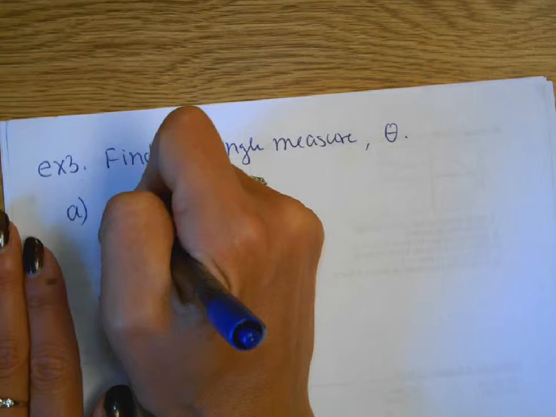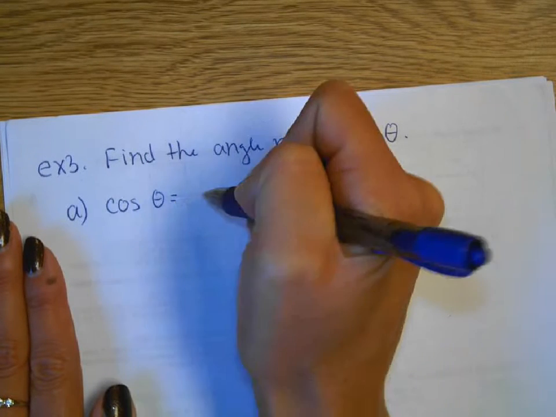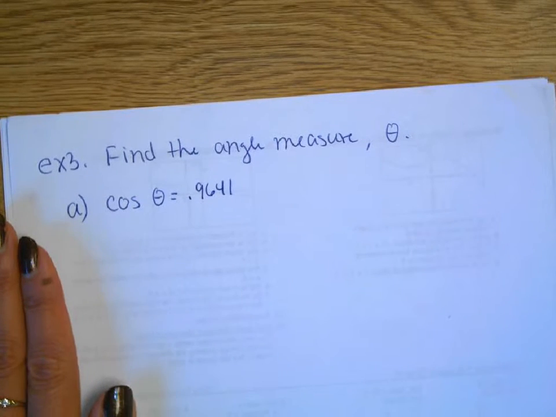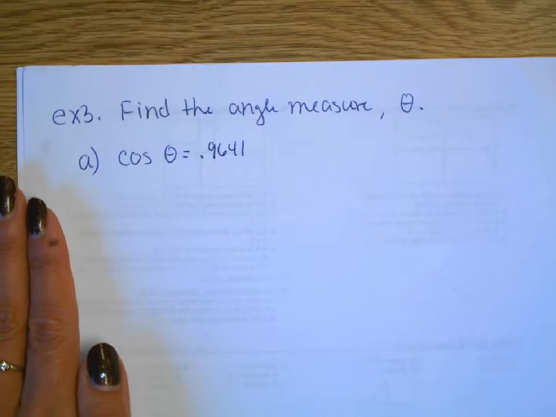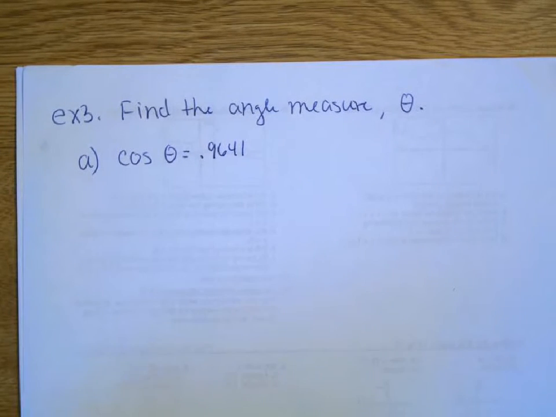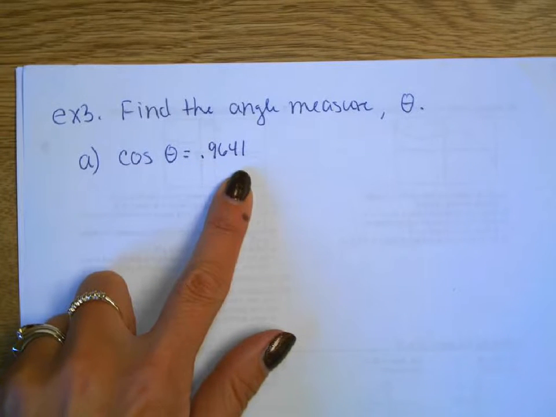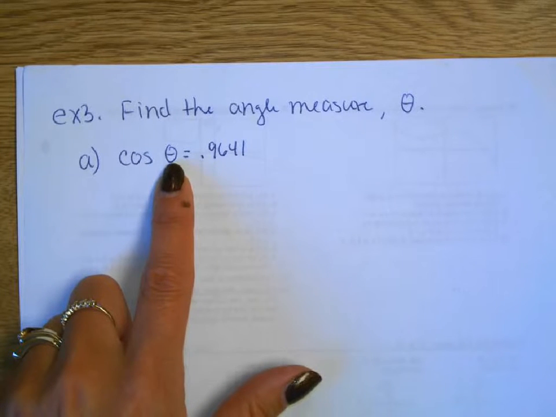When the cosine of some angle equals 0.9641. Okay, I'm obviously going to be touching the inverse buttons here because that's how we find angles. So I need to care what mode I'm in. Is there anything in this problem that's indicating what mode I'm in? Radian. How do you know? Because there's no degree.